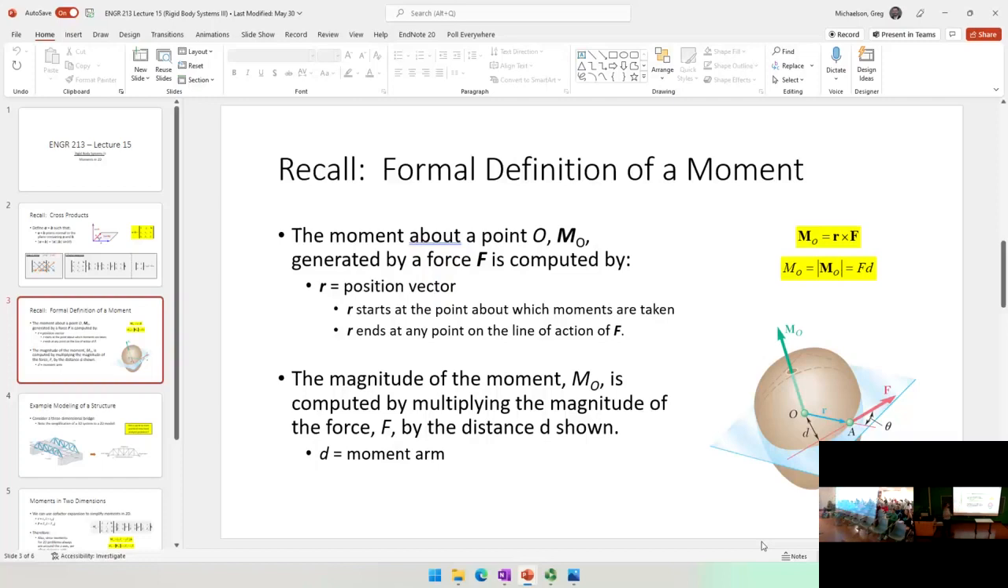I think we demonstrated that both with your homework assignment and the in-class example: if you perform 2 separate cross products with different r vectors, as long as they're defined correctly from the point in question to the line of action, you will get the same answer at the end of the day. I think that should be relatively clear by now.